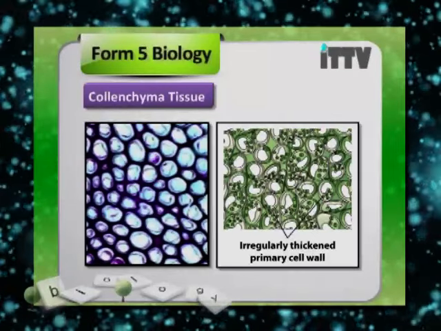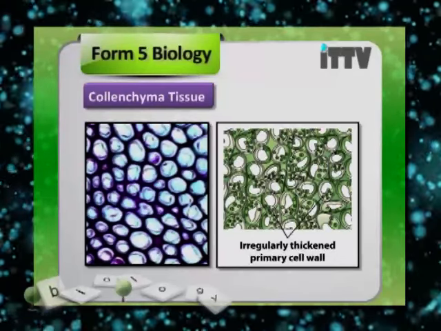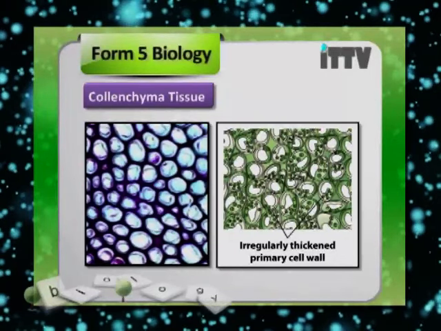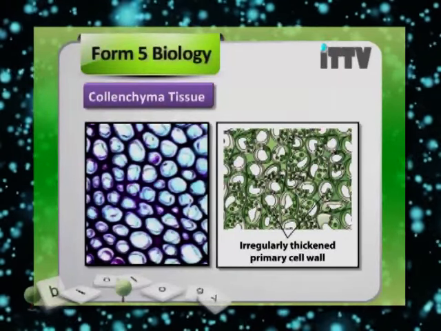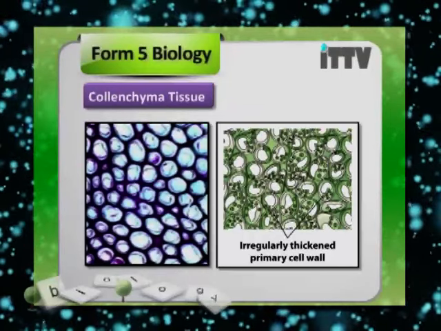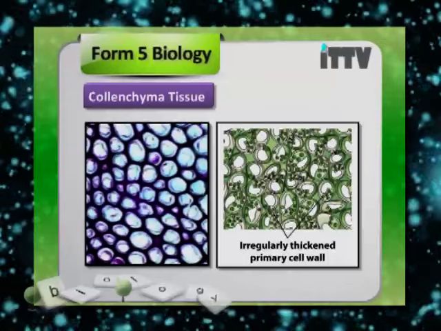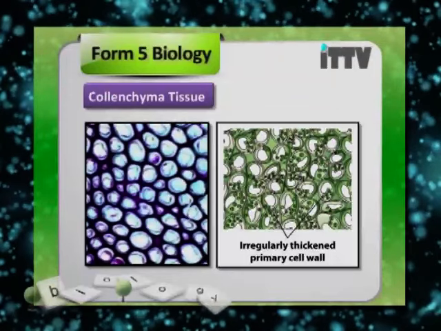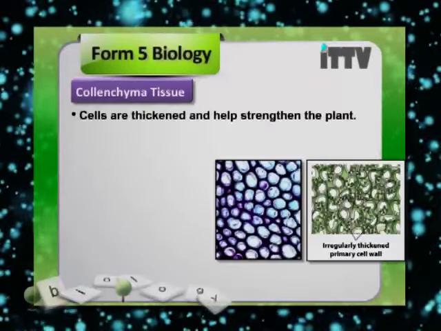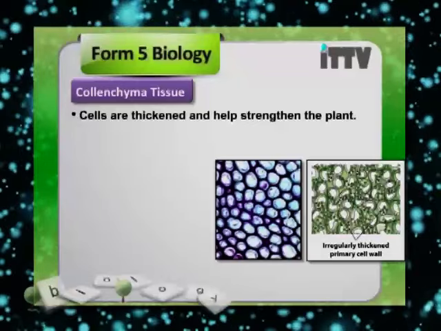The second type is known as the Collenchyma tissue, and you notice that they have irregularly thickened primary cell wall, as you can see in the high resolution electron microscope picture. The cell wall is irregularly thickened. Now the cells are thickened and they help strengthen the plant.